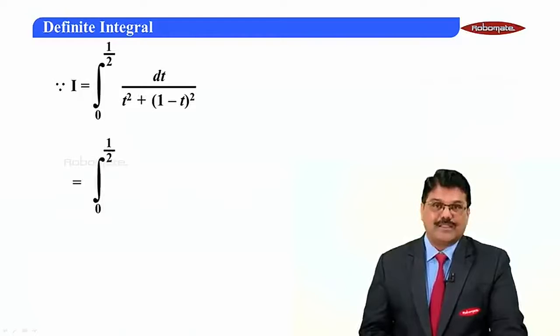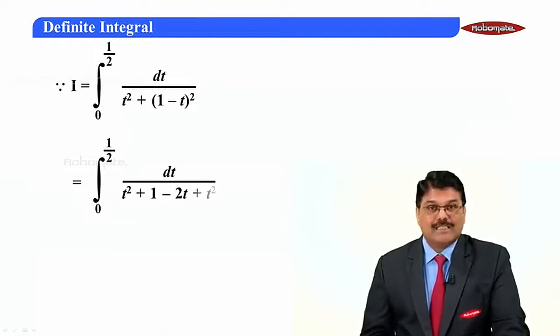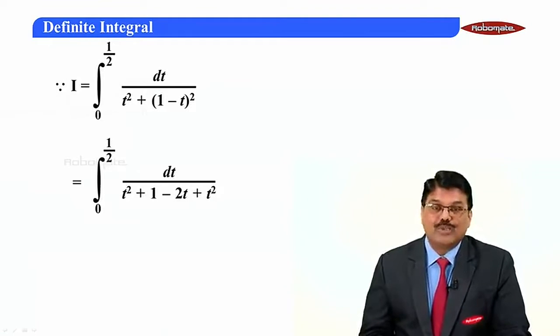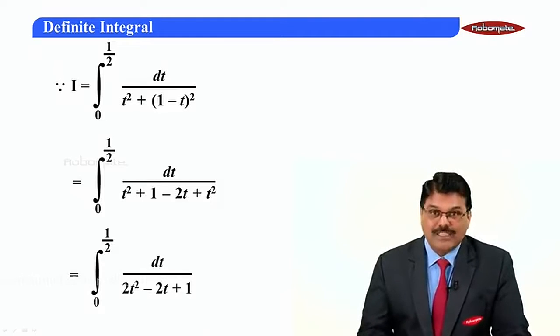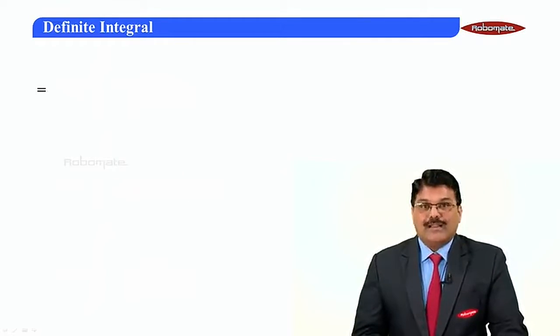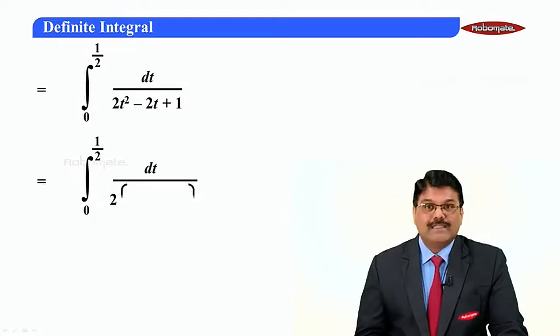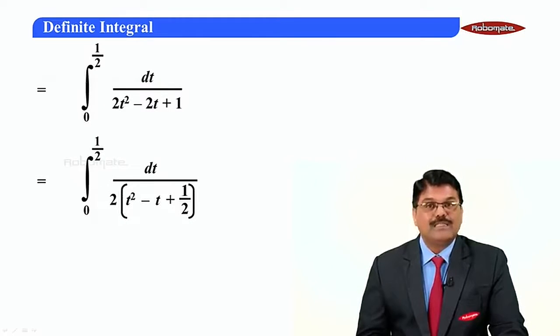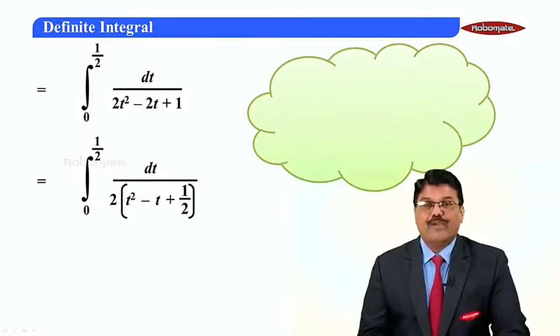Let us solve it further. Here it goes from 0 to half. Further, t square will be as it is. Expand that bracket, it becomes 1 minus 2t plus t square, which I can write as 2t square minus 2t plus 1, right? Now, to solve that, I'll take out the 2 common from the denominator. It becomes dt upon 2 outside, inside the bracket t square minus t plus 1 by 2. Look at that. Is it a quadratic equation? And we have the method for that.